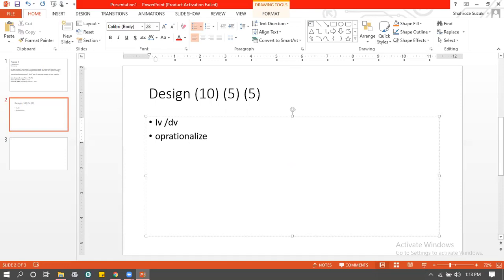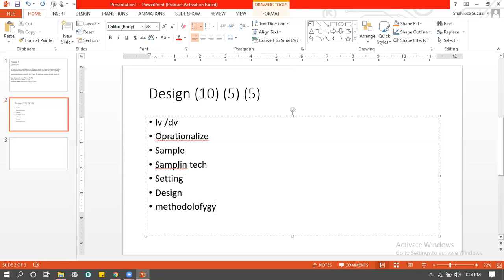Operationalization, right? Sampling technique, right? Find that out. Setting, where your lab is going to be conducted. Design, important. Methodology, as in interview, observation, questionnaire.